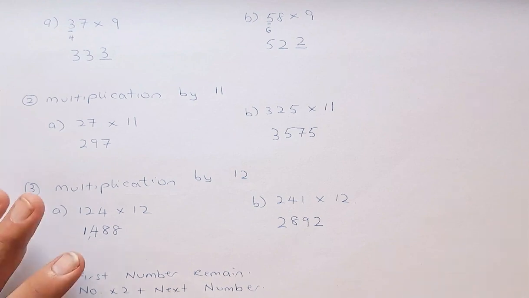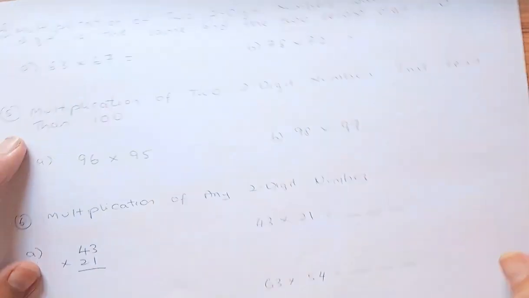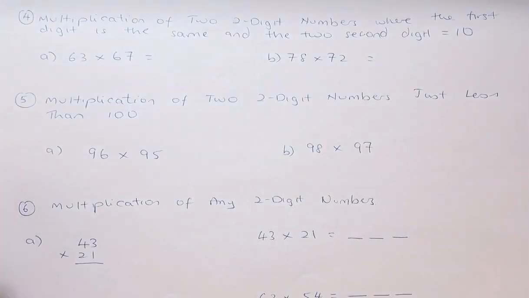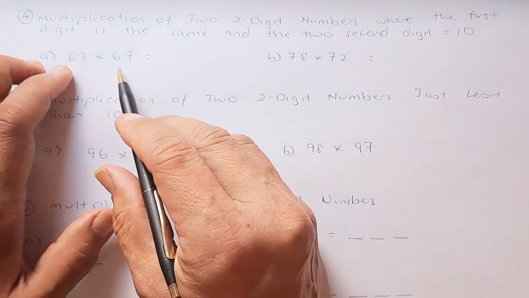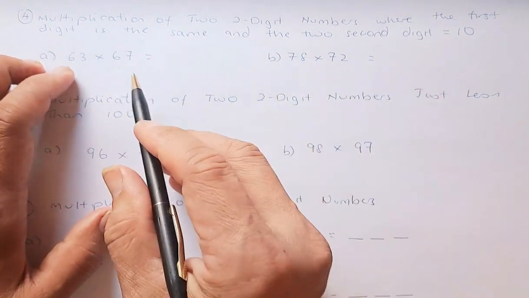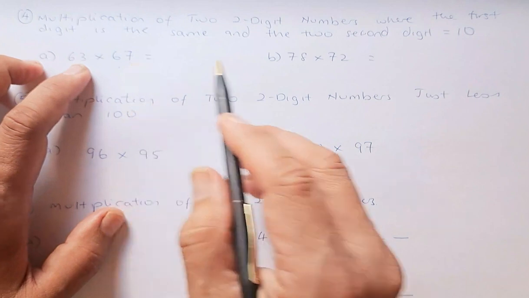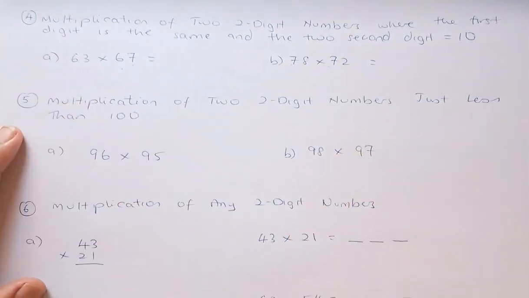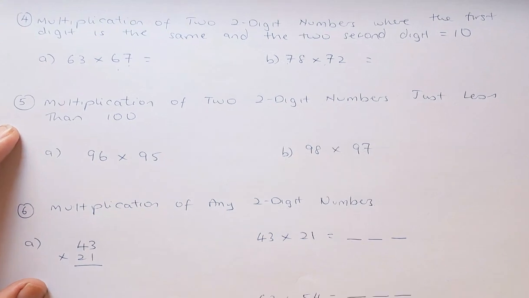Okay, great. Good. Now we shall look at 2-digit multiplication. We are going to multiply 2-digit numbers where the first digit is the same, so 6 and 6 are the same, and the two second digits add up to 10. 3 and 7 add up to 10. Or 7 and 7 the same, and 8 plus 2 is 10. This is a very simple trick. It's a very useful trick.